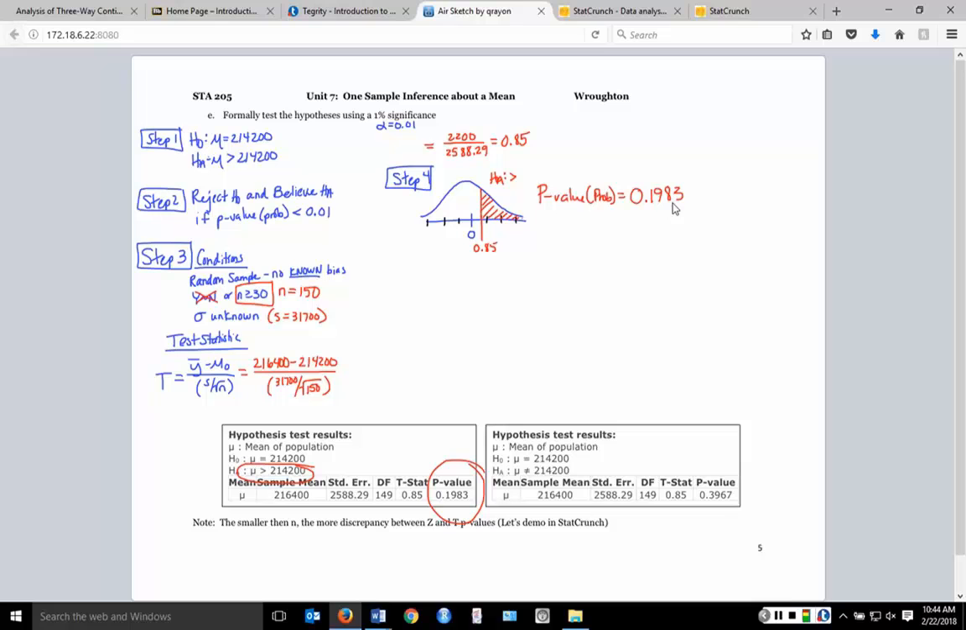Now that I have this, all my calculations are done. We're going to go back here to step 2 to check if that number we just got is less than 0.01. It is not. So we're not going to reject. Instead, we will fail to reject the null hypothesis, which basically means that we are not then going to believe our alternative hypothesis.